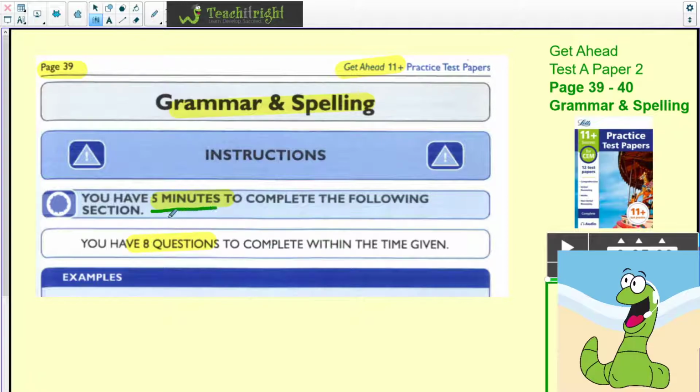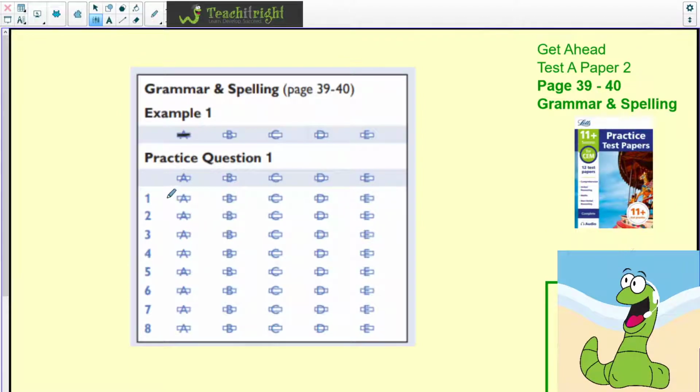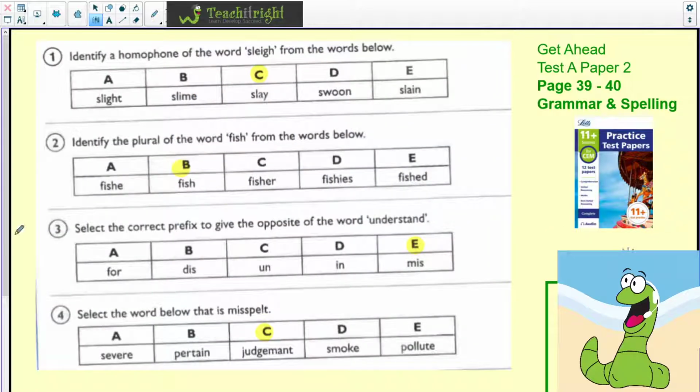This is a 5-minute section, so we suggest now you pause if you need to get a clock sorted so you can time yourself for 5 minutes. There are only 8 questions. So 5 minutes, 8 questions should be easy enough for you to do. And we are on pages 39 to 40, obviously still in Test A, Paper 2, and it's the Get Ahead paper. So there's the multiple choice sheet. As I say, only 8 questions. And let's have a little look down through. So hopefully you've managed to finish now, work down through those questions, and now we're going to mark them.